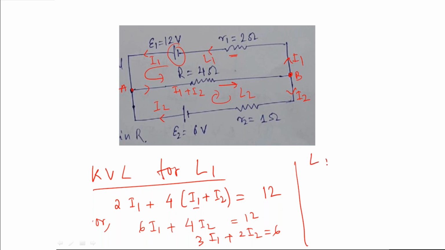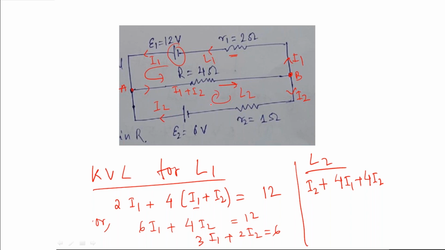Okay, this is for loop 1. And I can write for loop 2. Okay, for loop L2. So see, in this case, this is I2. This is the current flowing through this I2 into 1 ohm. So this is I2 plus, so through this again, 4 I1 plus 4 I2.